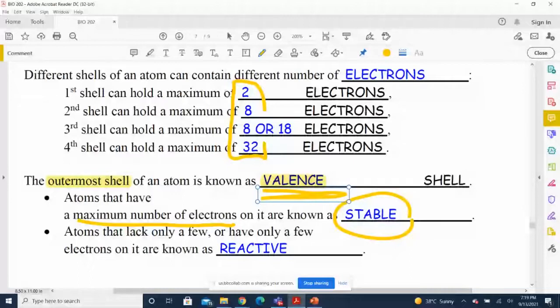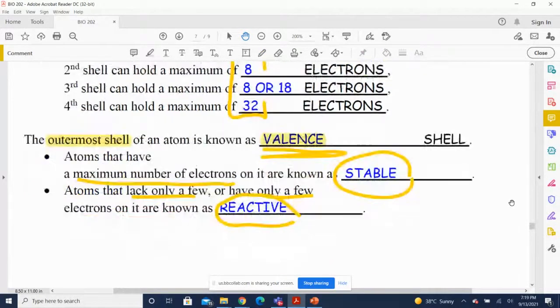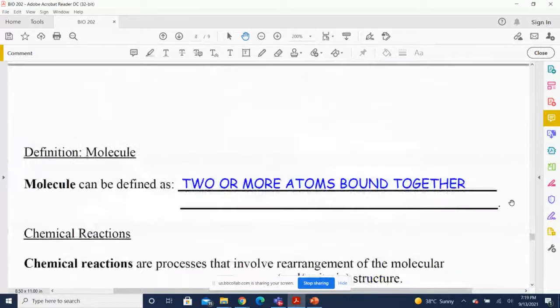We have some atoms that lack only a few or have only a few electrons on the outermost of their valence shell, and they want to try to either get rid of or fill that shell. So they're very reactive. So they end up doing a lot of chemical reactions. They're very eager to do that. So that's something to keep in mind, and that's the foundation for what we were looking at.